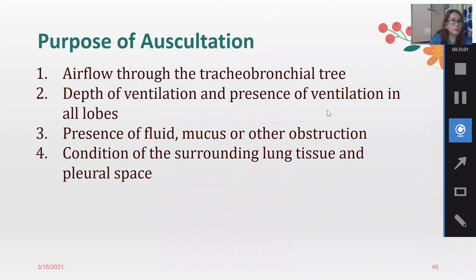So, let's now proceed to your auscultation. So, what's the purpose of auscultation? That is to check the airflow through the tracheobronchial tree, depth of ventilation and presence of ventilation in all lobes. Presence of fluid, mucus, or other obstruction can be detected through auscultation. Condition of the surrounding lung tissue and pleural space. Medyo mahirap ito.